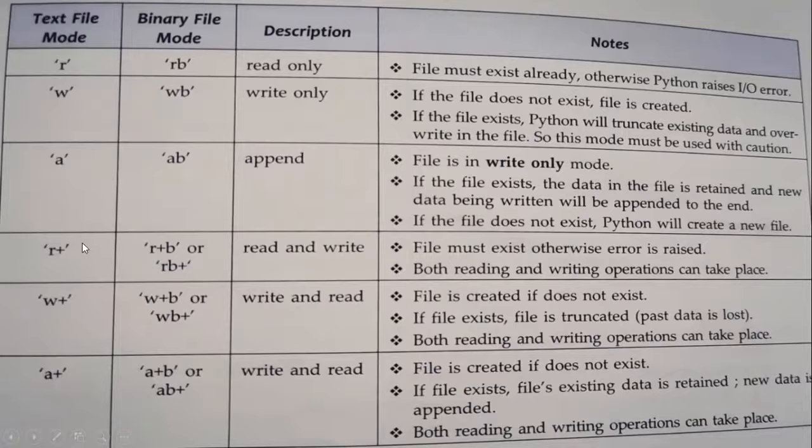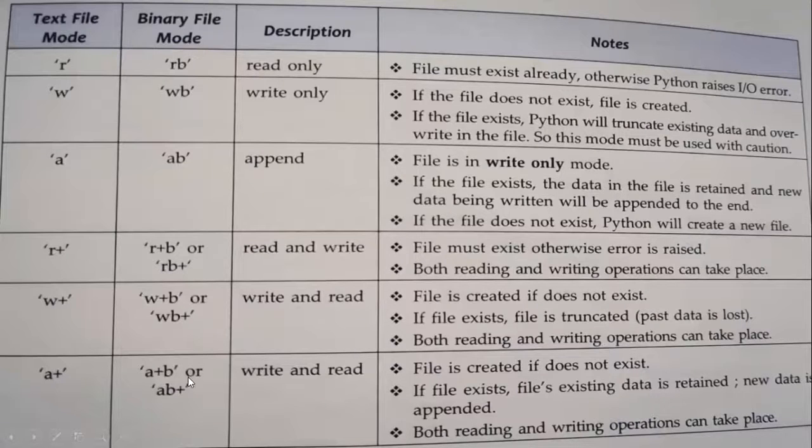r+ or r+b is read and write mode. The file must exist, otherwise an error is raised. Both reading and writing operations can take place. w+ or w+b is write and read mode. The file is created if it does not exist. If the file exists, the file is truncated and past data is lost. Both reading and writing operations can take place.